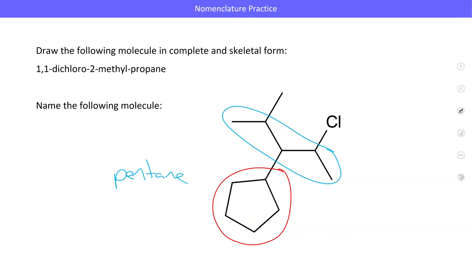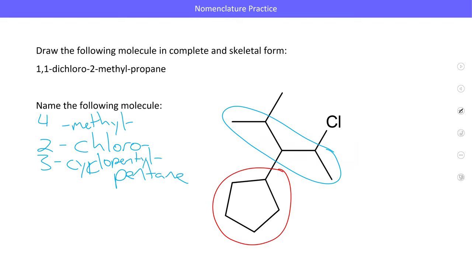And then our pentane is going to have three branches. 2-methyl. And really, I probably should switch those two. Give the chlorine the lowest number. 4-methyl-2-chloro-3-cyclopentylpentane.